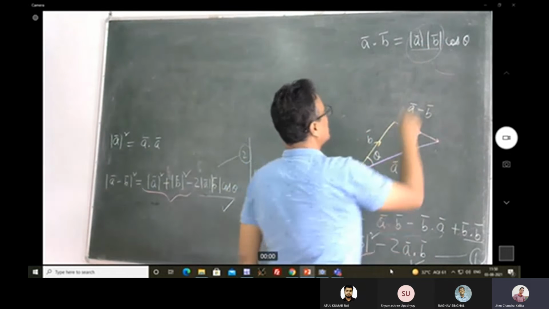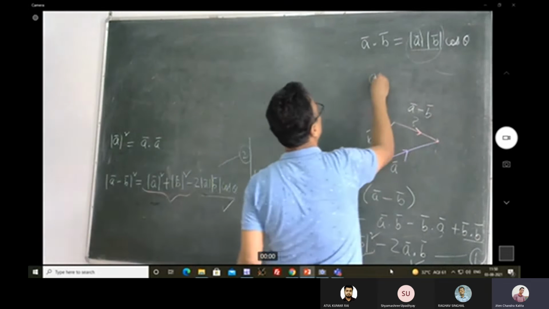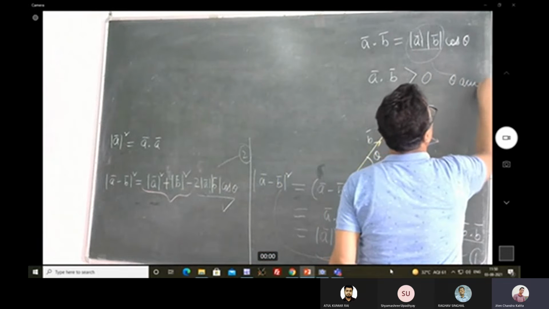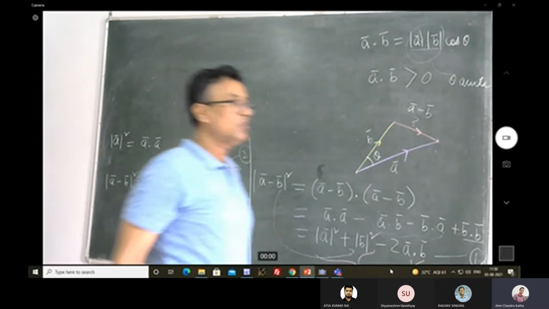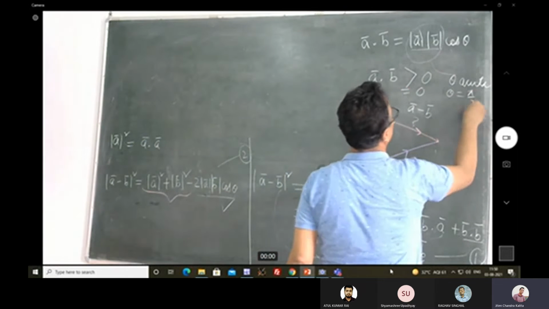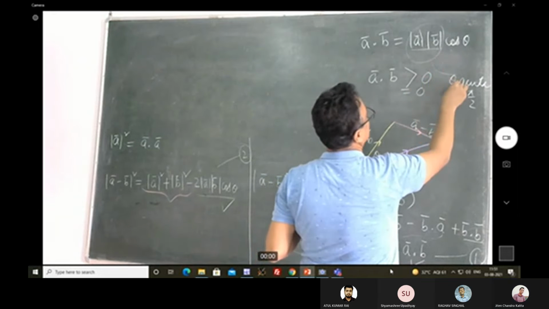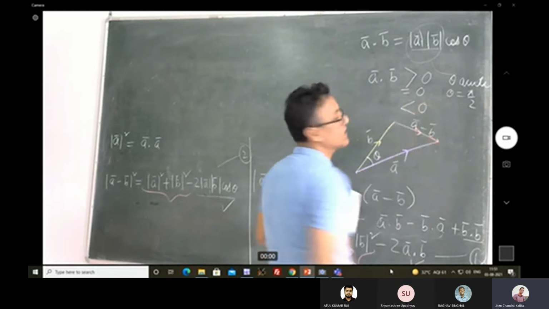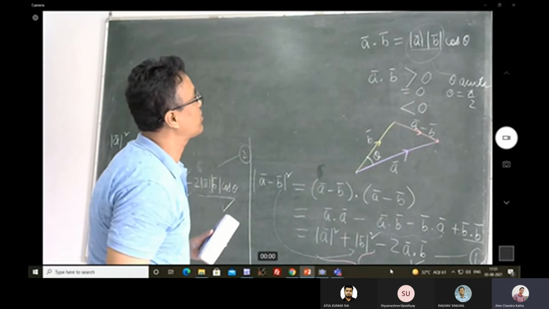Okay. So now, if theta is acute, what is going to happen? Your A dot B is greater than 0 if theta is acute. And if theta is equal to pi by 2, then A dot B is going to be equal to 0. And if theta is obtuse, then your A dot B is going to be less than 0. Is it okay? Fine. And again, if theta is equal to pi by 2, A dot B equals 0.